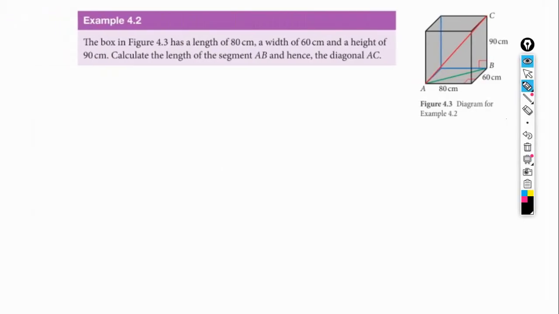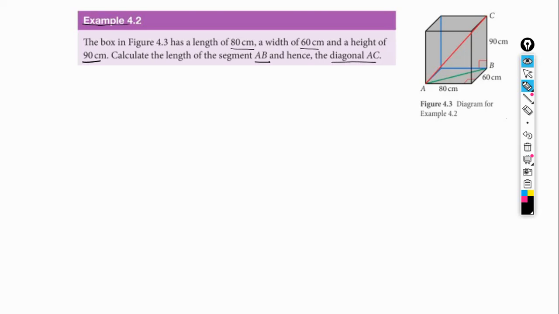So now we're going to work on example 4.2. It says, the box in figure 4.3 has a length of 80 centimeters, a width of 60 centimeters, and a height of 90 centimeters. Calculate the length of the segment AB and hence the diagonal AC. So they're asking us to find AB first.